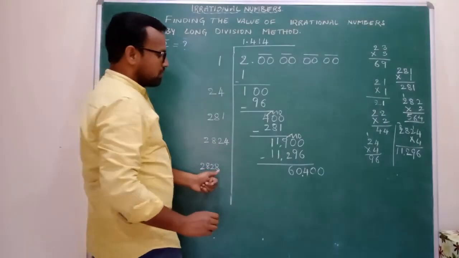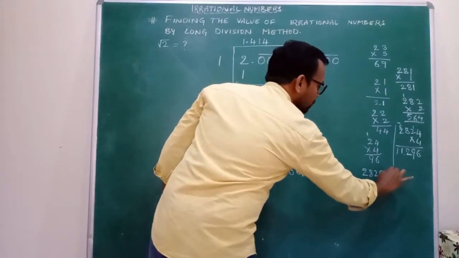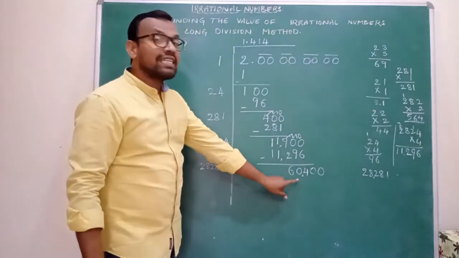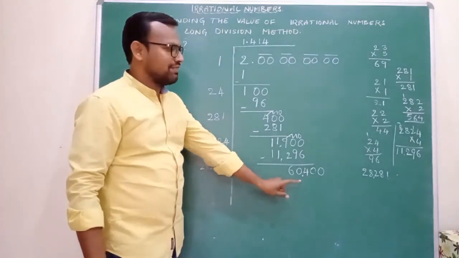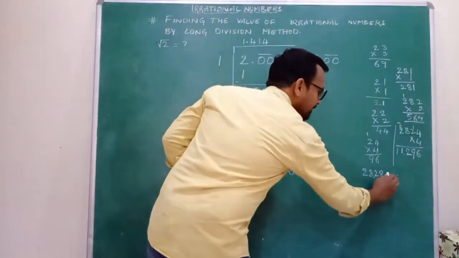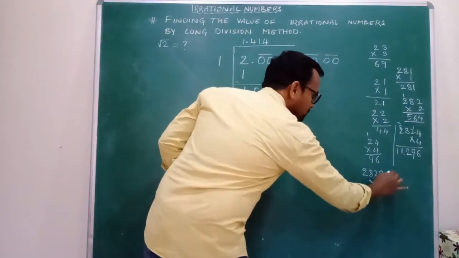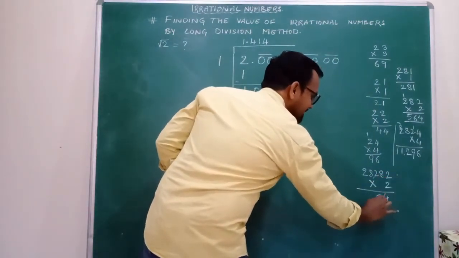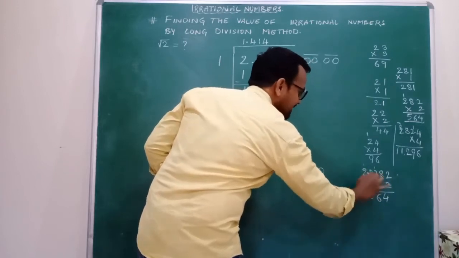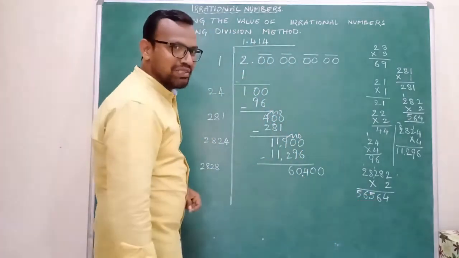okay? 2828 is here. If I take 1, it becomes 28,281. But here it is 60,000. So what I do is, I'll not take 1 there. I'll take 2 and I'll multiply by 2. 2 2s are 4, 2 8s are 16, 2 2s are 4 plus 1, 5, 2 8s are 16, 2 2s are 4 plus 1, 5. Now it is 56,000, which is near to 60, right?